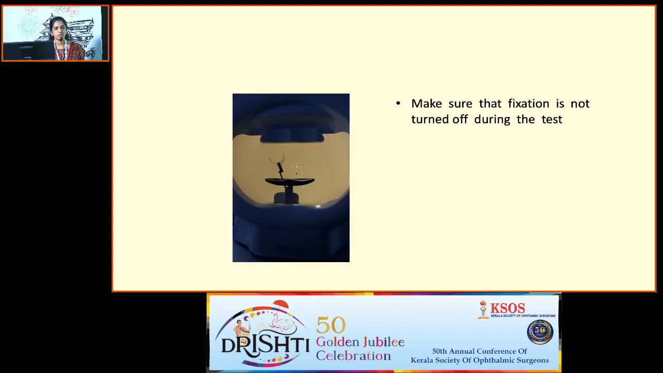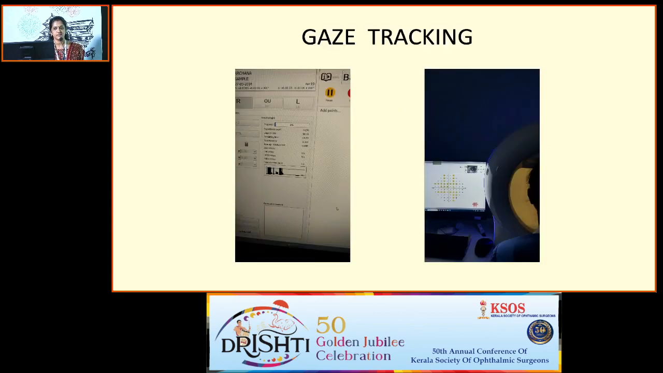Make sure that the fixation is not turned off during the test. Gaze tracking is very important. Some patients will not be able to fixate properly. So it is our duty, the technician's duty, to see on the monitor, repeatedly, that the pupil is in the correct position, that is in the center of the green, so that we make sure that the patient is seeing properly.